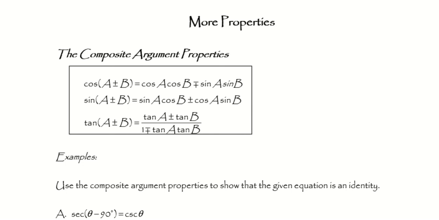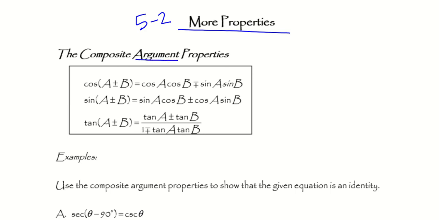Students, these are our 5-2 notes, which give us more properties. I think this is our last set of properties or identities for our trig functions. So the first one we're going to look at today is our composite argument properties.